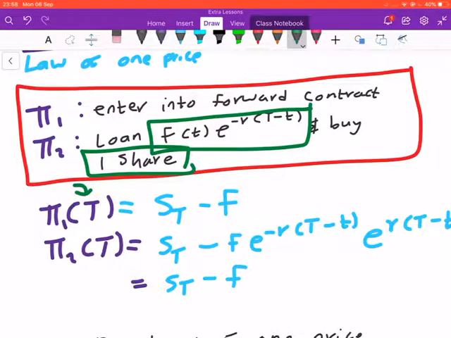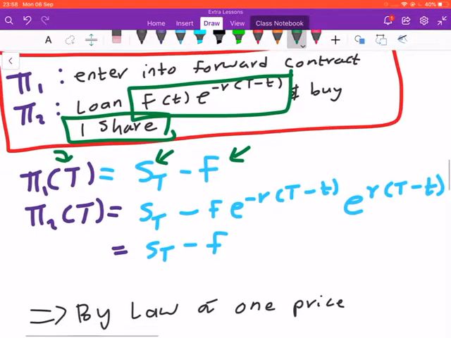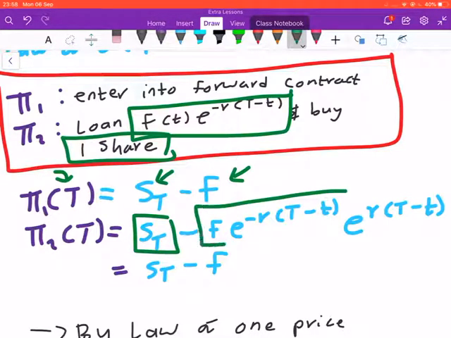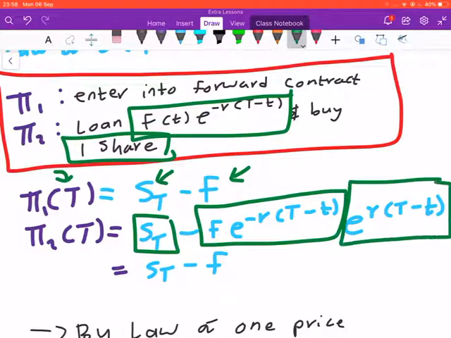At maturity, when you have entered the contract, you have gained the asset and you paid the delivery price F. And for portfolio number 2, your share price would have increased to S_T, S with capital T, and your loan, which is negative, would have also gained interest, right?